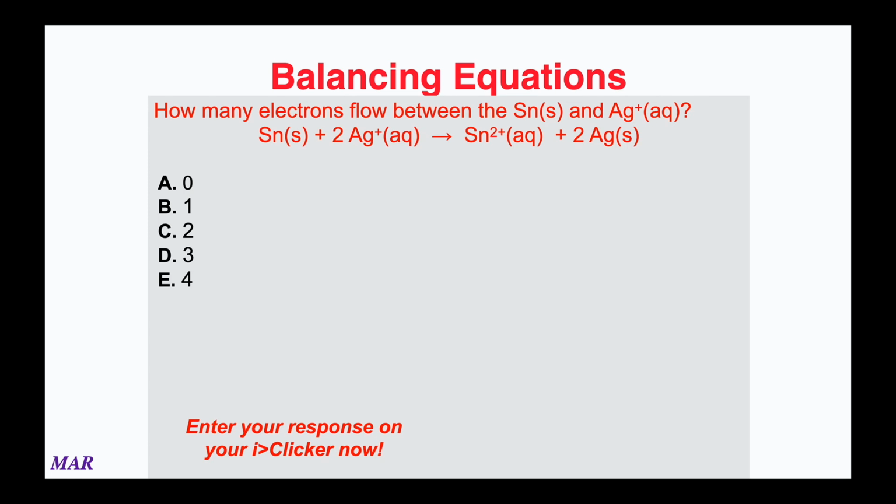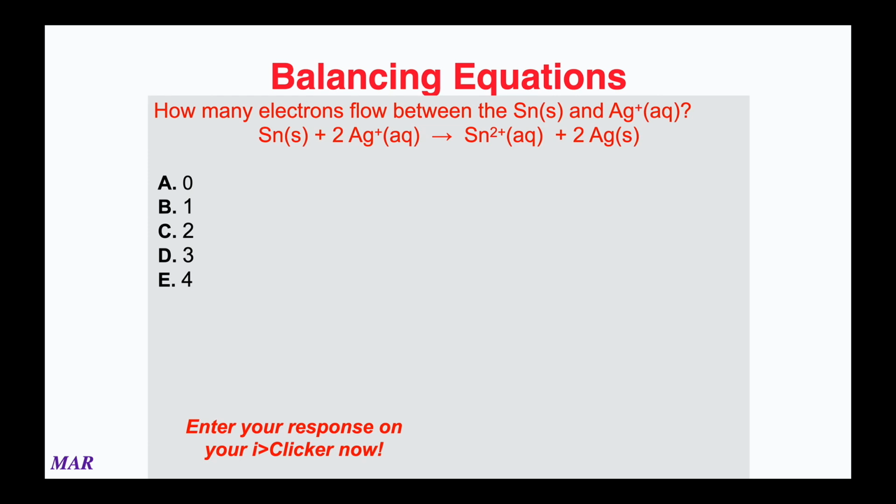And again, like a lot of these problems, there's multiple ways to do this, okay? What I would do on a problem like that is look at the tin on the left and the tin on the right. And you can see that tin is a 0 on the left and tin is a positive 2 on the product side. Well, it can only become positive 2 if it has lost 2 electrons. So let's tentatively say the answer C is right.